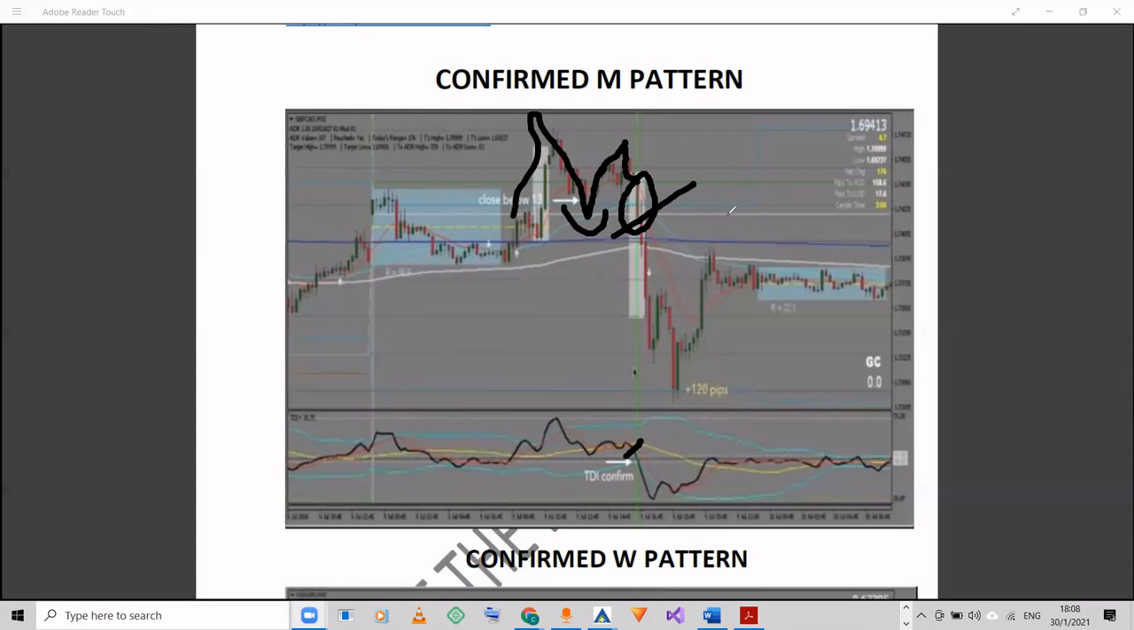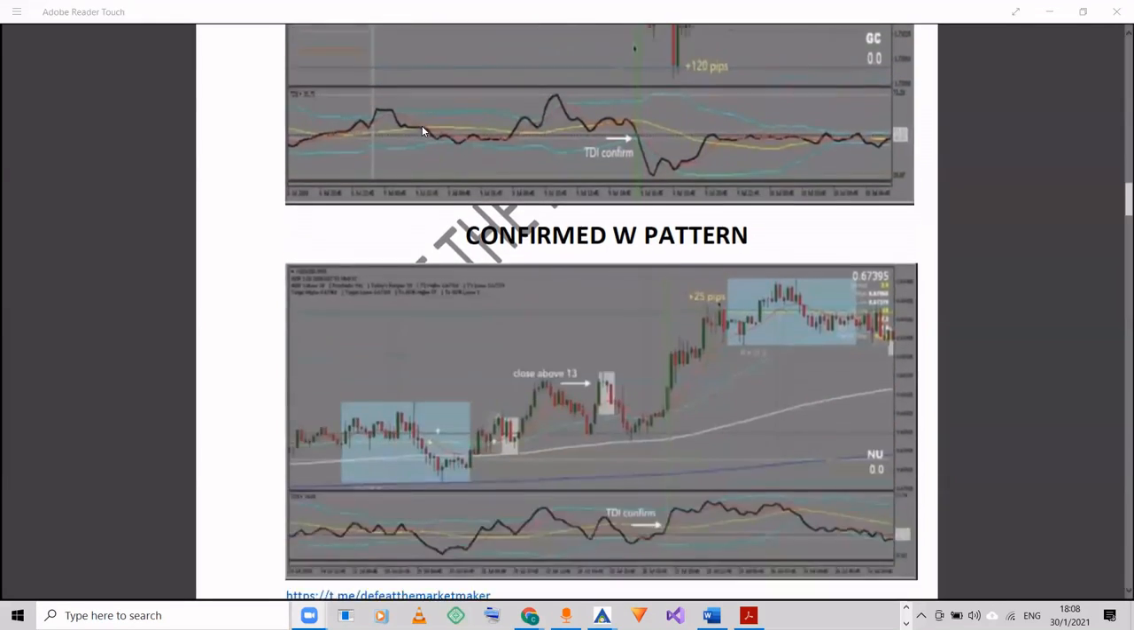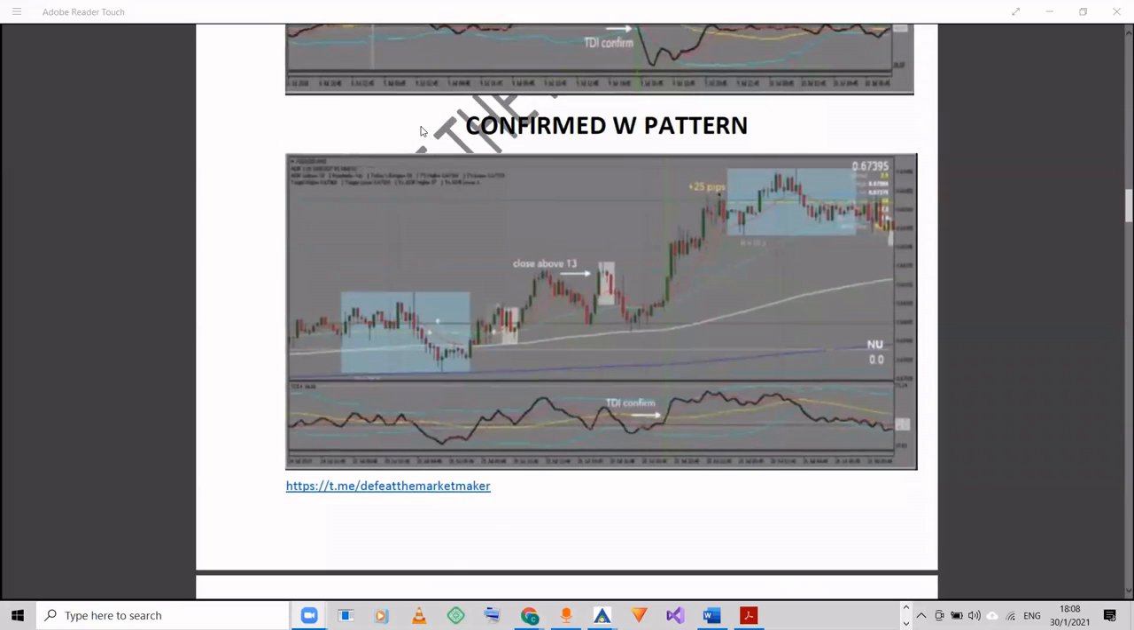So this is the first example. Let's get into the other examples that are coming. Okay, this one is a confirmed W now. For a confirmed W, we're just expecting the same thing, but the only difference is that it's the other way. It's inverted. It's the inverted M, so that's the W.